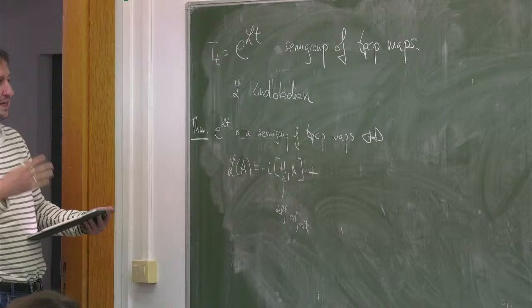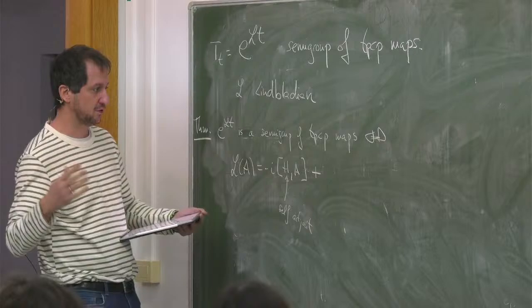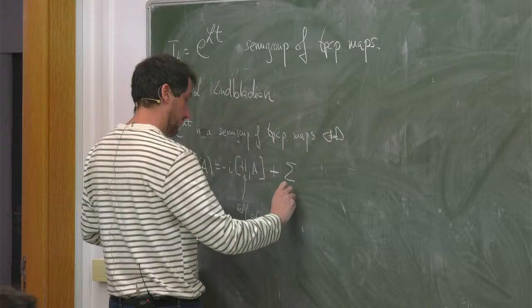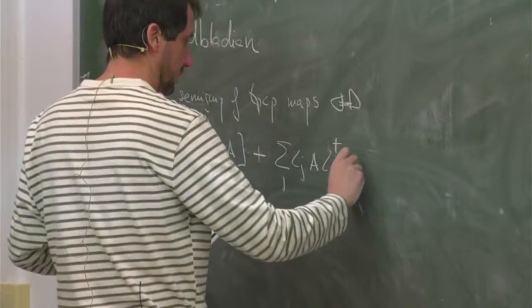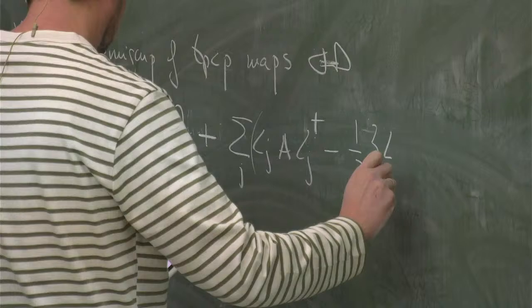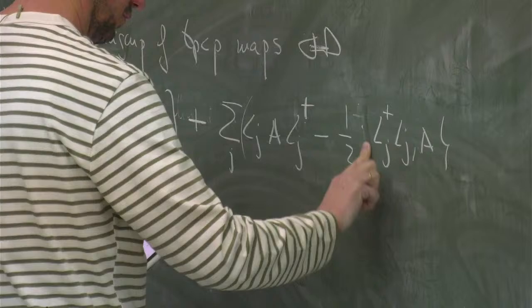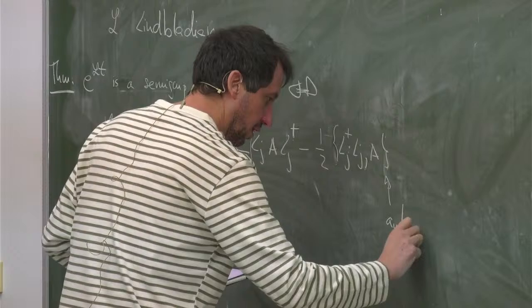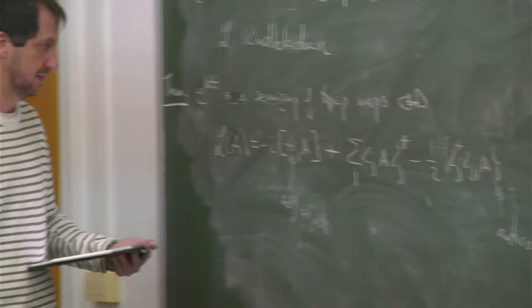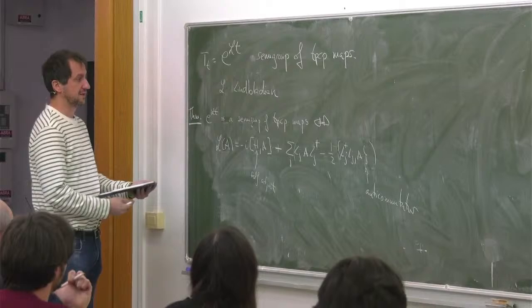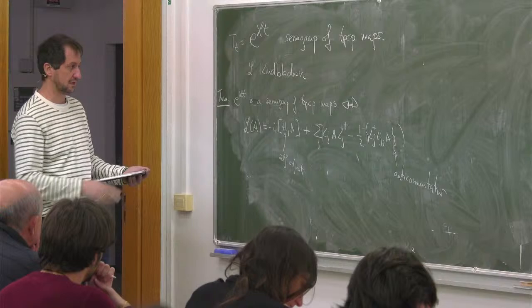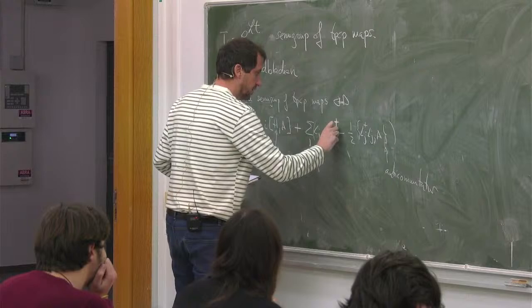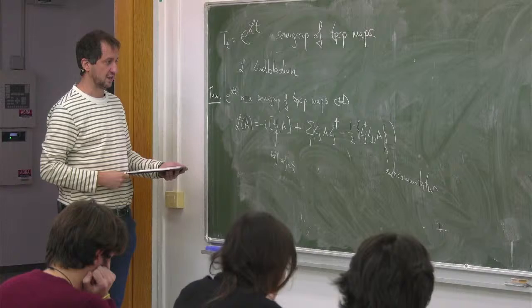And then the open part, the non-closedness of the evolution, is the other part. It's a sum over j of L_j A L_j dagger minus 1/2 of the anti-commutator of L_j dagger L_j with A. That's the product, and this is the anti-commutator. That's the form. These L_j are arbitrary operators called jump operators. The dagger, with our notation a star, is the adjoint operator, so the transpose conjugate. And the same here, sorry, I put a plus, this should be a dagger.